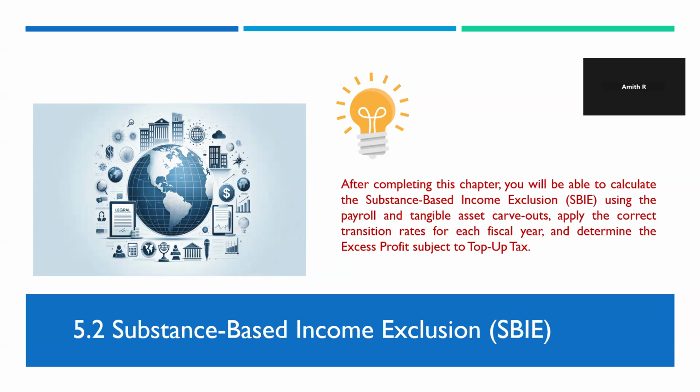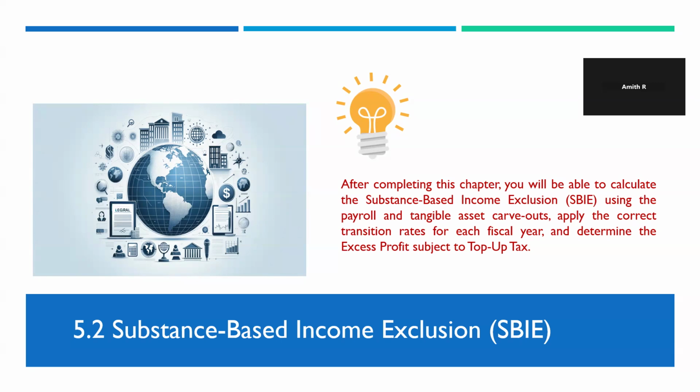So we looked at 5.1 in the last class, where we learned the jurisdictional blending as it is called. Now we will look at SBIE. This would give you more clarity on how GloBE taxes are computed. After completing this chapter, you will be able to calculate the SBIE, which is substance-based income exclusion, using the payroll and tangible asset carve-outs, apply the correct transition rates for each fiscal year, and determine the excess profit subject to top-up tax.